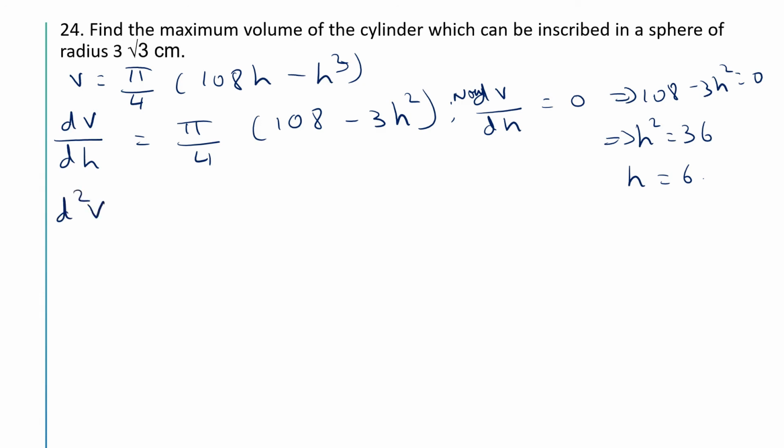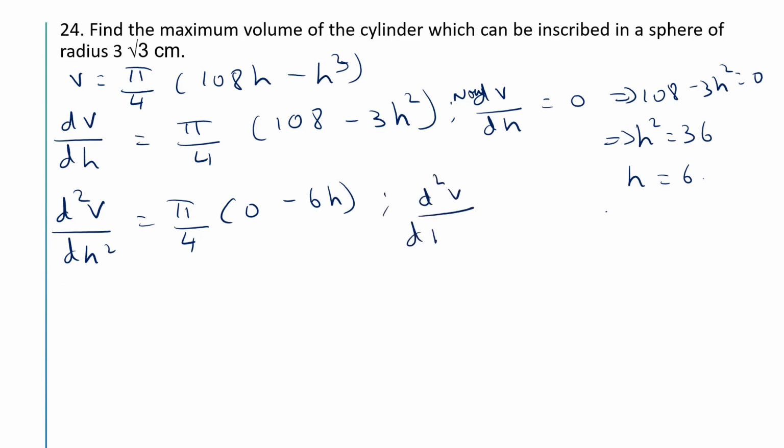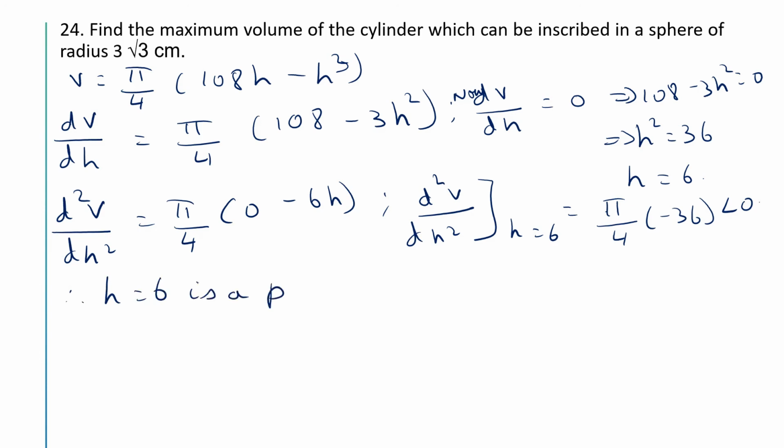Now we'll find d square v by dh square. It is pi by 4 into 0 minus 6h. Now we have d square v by dh square at h is equal to 6 is equal to pi by 4 into minus 36. This is less than 0. Therefore, we can see that h is equal to 6 is a point of local maxima.